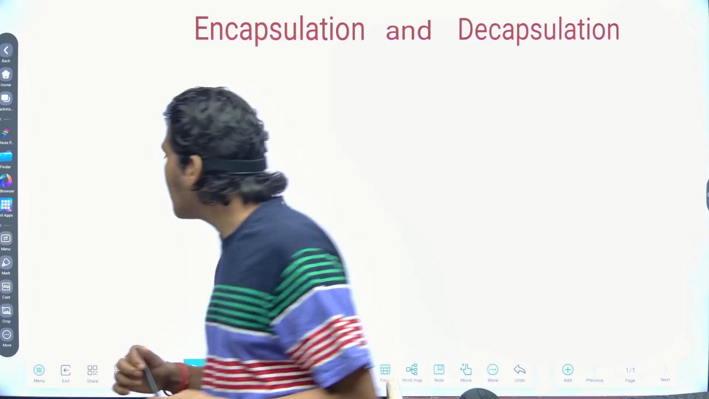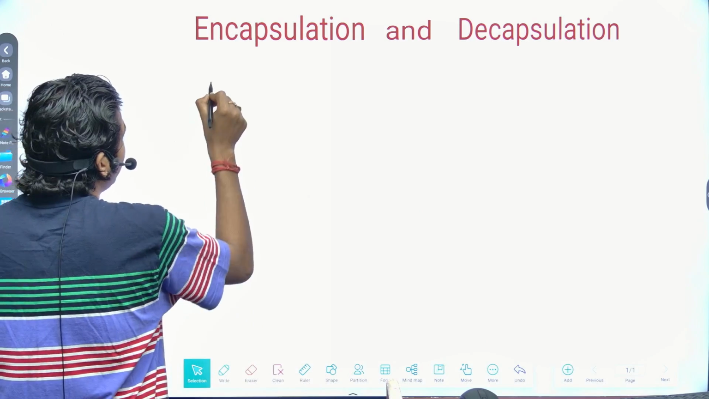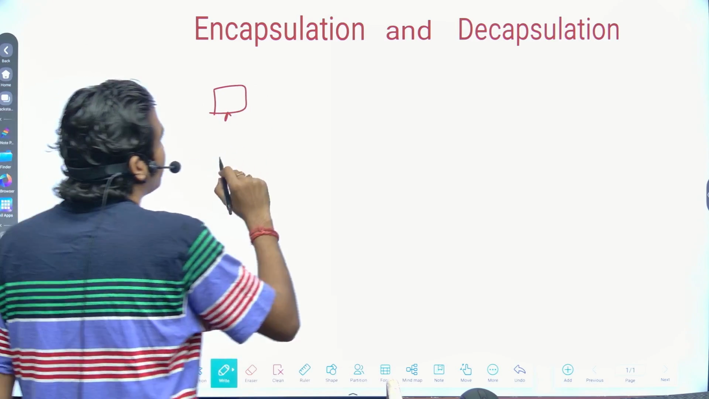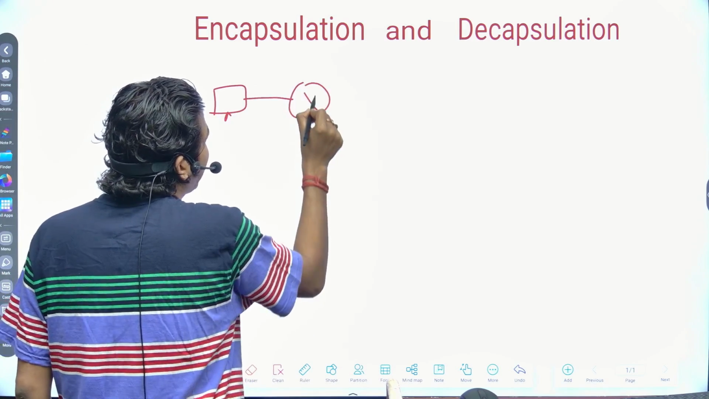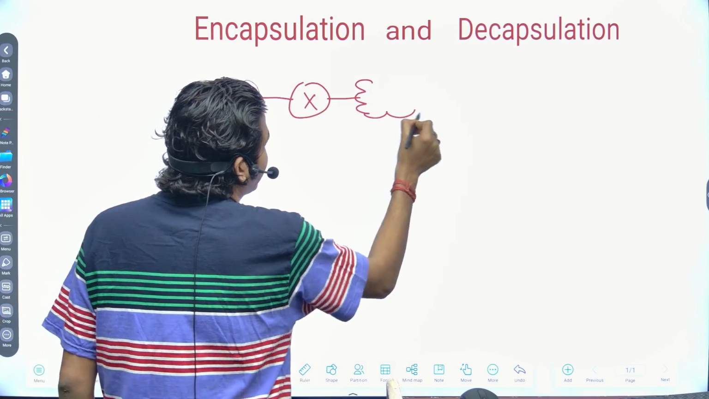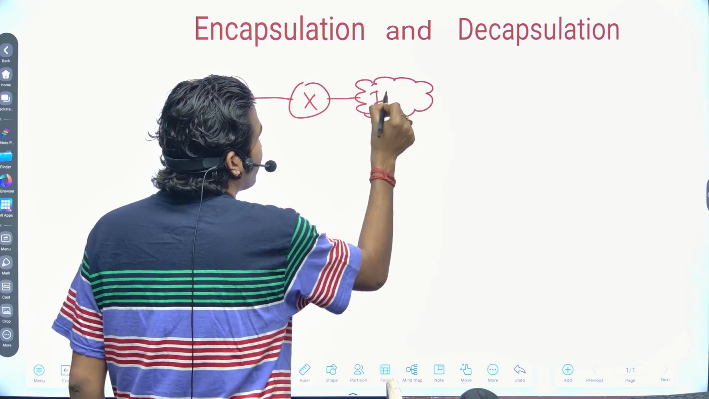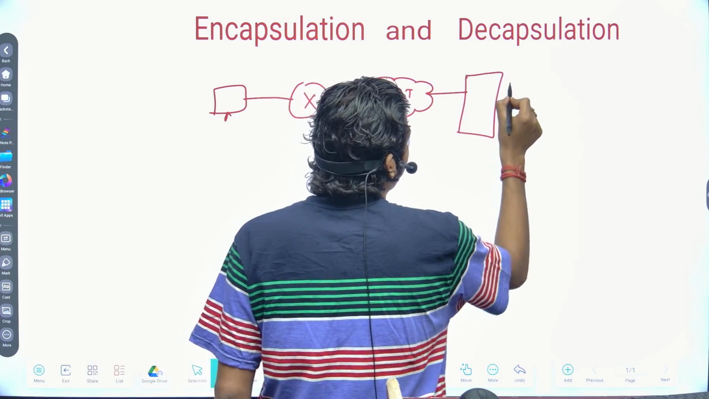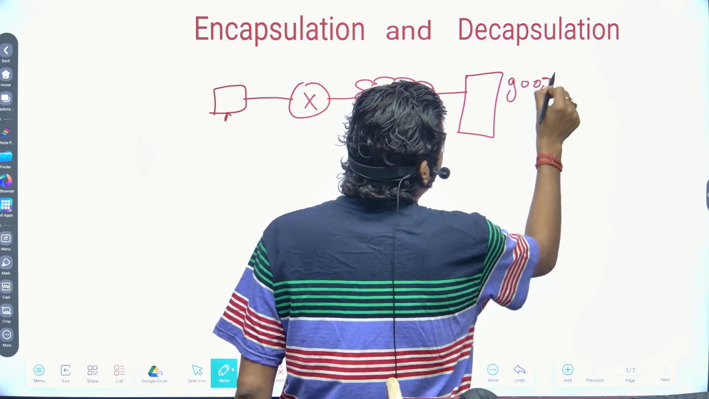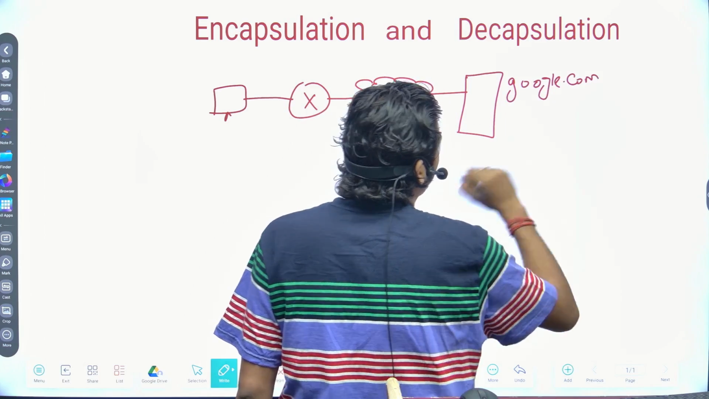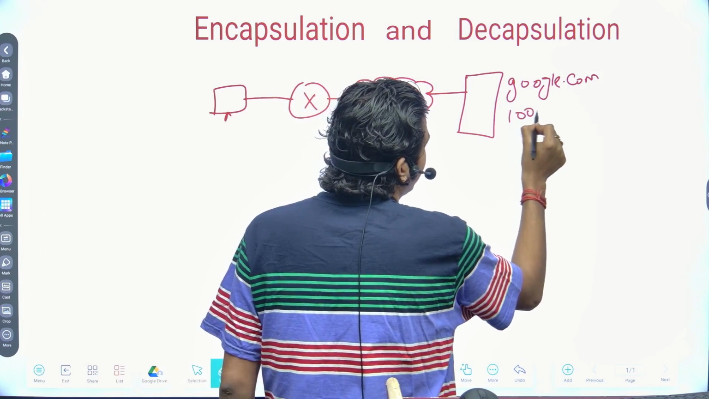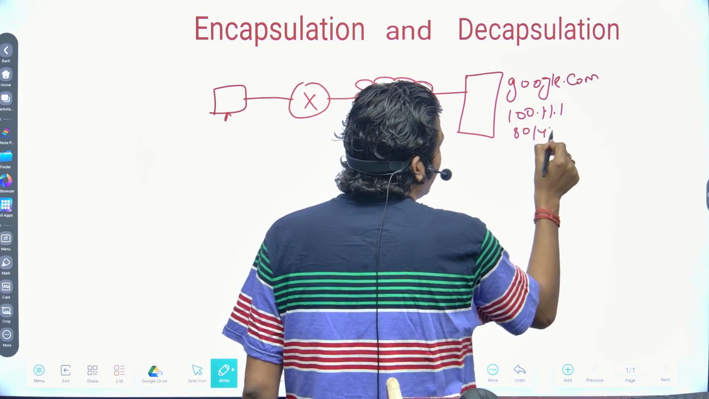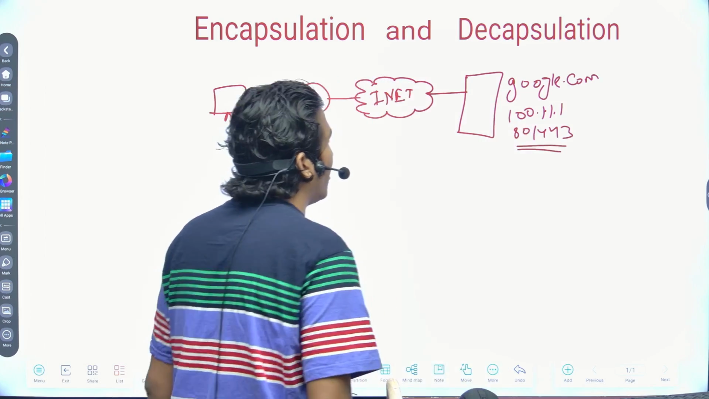Okay. So for an example, here I have one PC, and the PC is connected with, let's say, a gateway device, and then the internet. And on the internet, we have one server, let's say the Google server, google.com. The IP address is, let's say, 100.1.1.1. This is the public IP address. Port numbers 80 and 443 are enabled on this server.